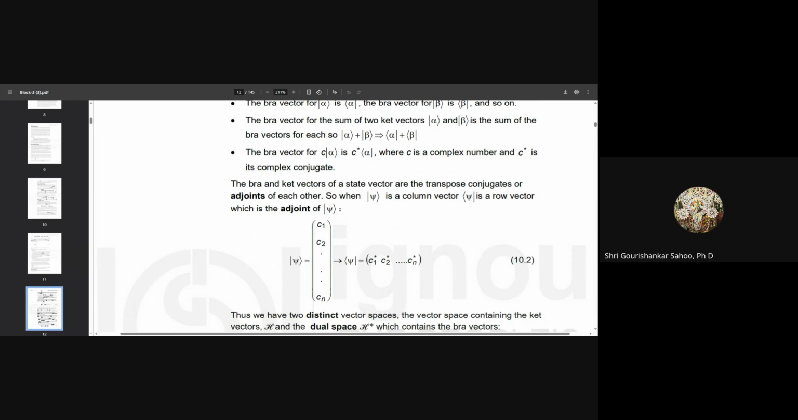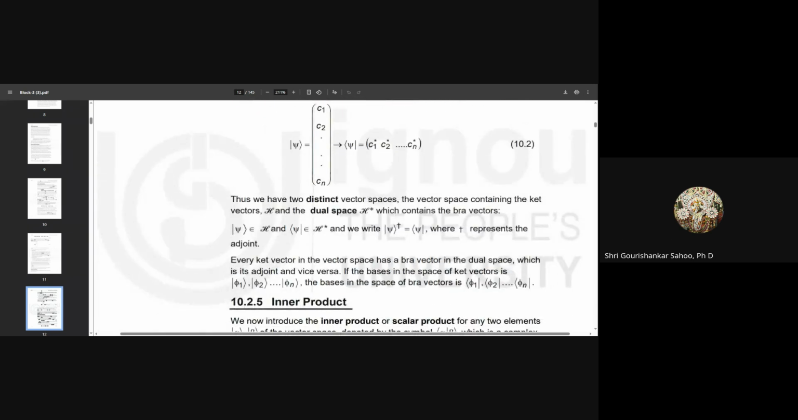So ket psi can be written as a column matrix, as I have told you earlier, and bra psi is written as a row matrix having the complex conjugate of each value in the ket. If in ket you have a column matrix form C1, C2, and so forth, Cn, in bra notation you have your C1 star, C2 star, and so forth, Cn star in a row format.